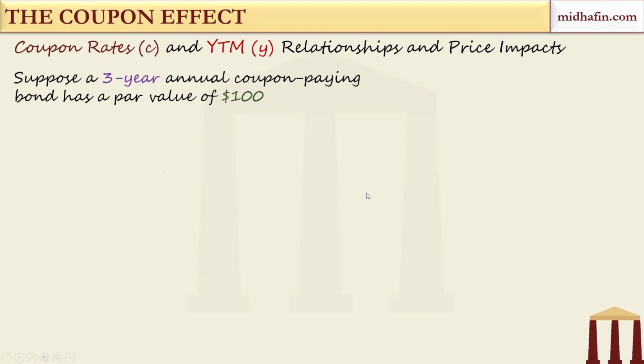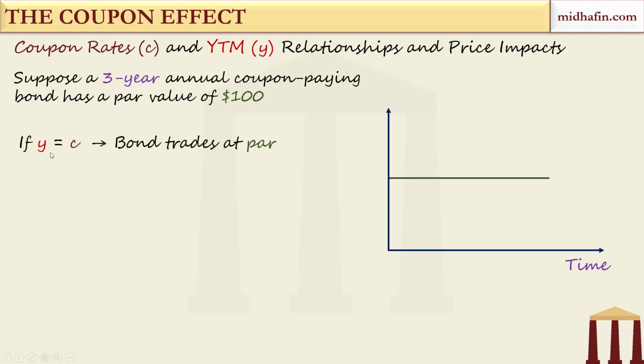First, let's assume that we have a 3-year annual coupon paying bond, just for the sake of simplicity, and it has a par value of $100. If Y is equal to C, that means if the yield is equal to the coupon rate, the bond will trade at par value. That means the value of the bond in the market will be $100. It will keep on selling at par value. Of course, you will have to take into consideration the dirty price. We are talking about the clean price here, not the dirty price. Dirty price will fluctuate, but the clean price will stay constant at par value like this, the green line.